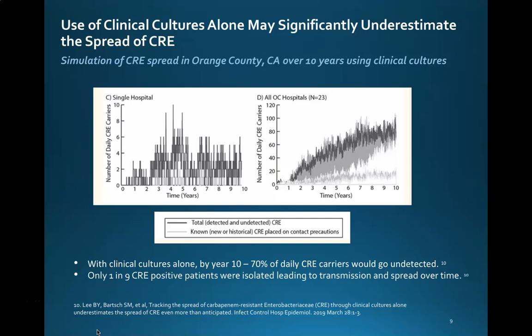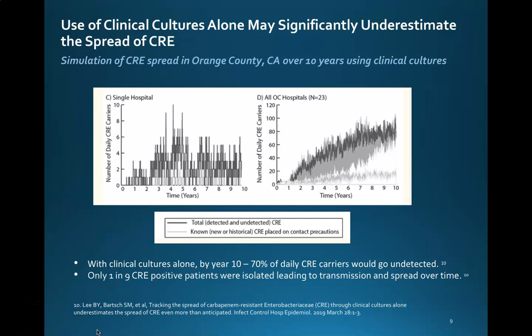So this is a study that really illustrates that point. This was undertaken by a team at the University of California, Irvine, and what they did is they simulated the spread of carbapenem-resistant enterococci in a single county in California over a 10-year period, assuming that only clinical cultures were used.